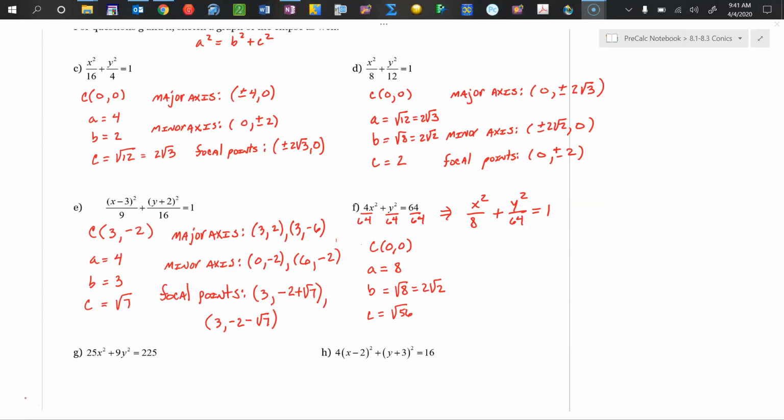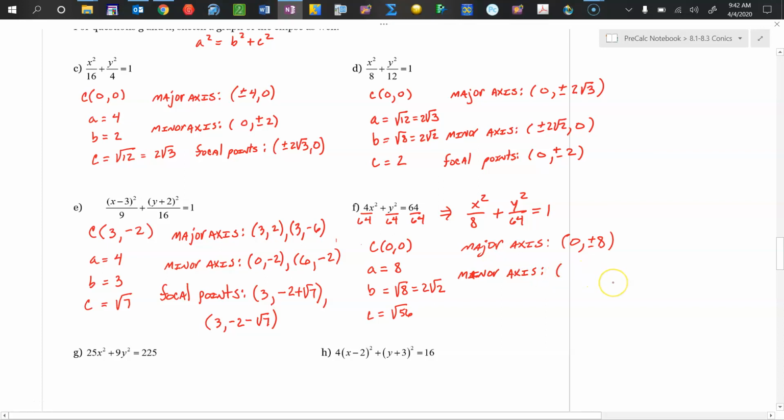We can tell by looking at the equation of this ellipse in standard form that it also is longer in the vertical direction. So the endpoints of the major axis are going to be found by starting at the center and moving up and down 8 units. So the endpoints of the major axis are going to be 0, plus or minus 8. The endpoints of the minor axis are going to be found by starting at the center and moving left and right b units. So they will have coordinates plus or minus 2√2, 0.